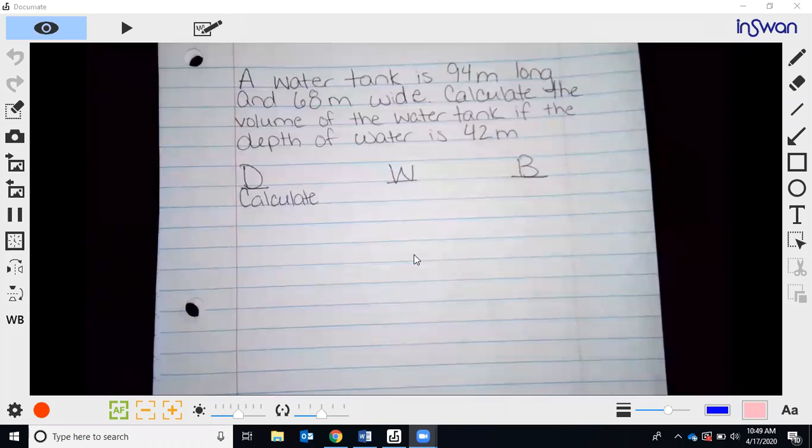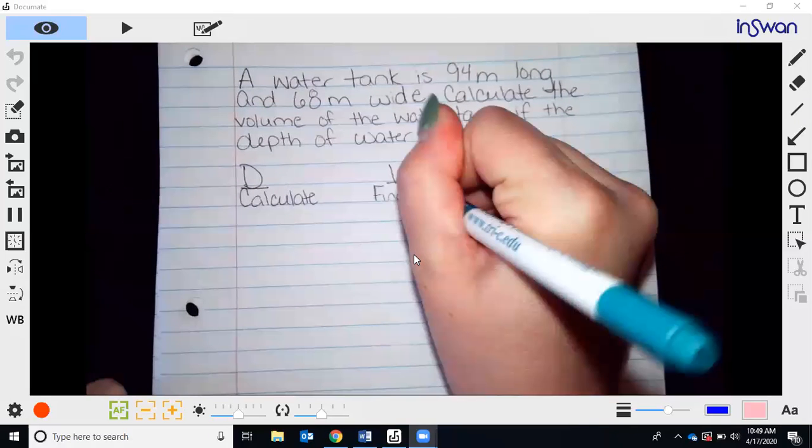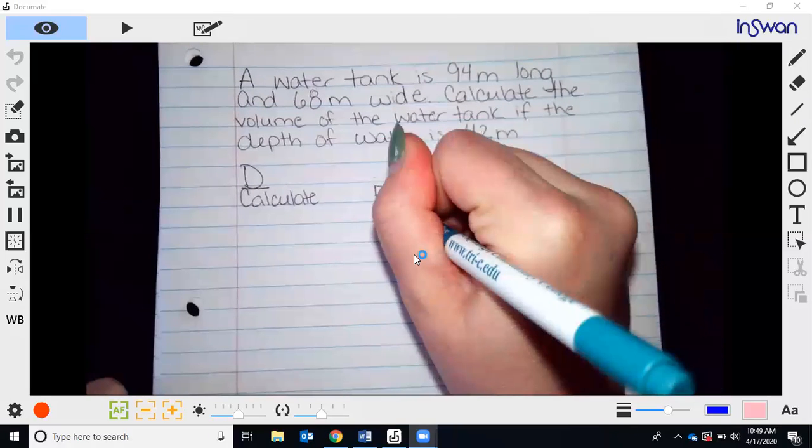A water tank is 94 meters long and 68 meters wide. Calculate the volume of the water tank if the depth of the water tank is 42 meters. So our do word, I already have it down for you, is calculate. What it wants us to do is find the volume of the tank.